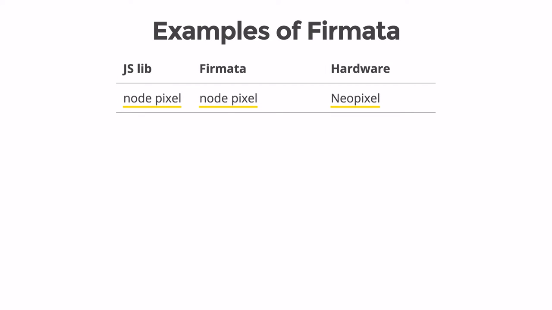Let's talk about a few examples of Firmata that you can play with, starting with the NeoPixel that I used here. Whenever you talk about Firmata-based, remember three things: the JavaScript library, the corresponding Firmata, and lastly, the hardware.